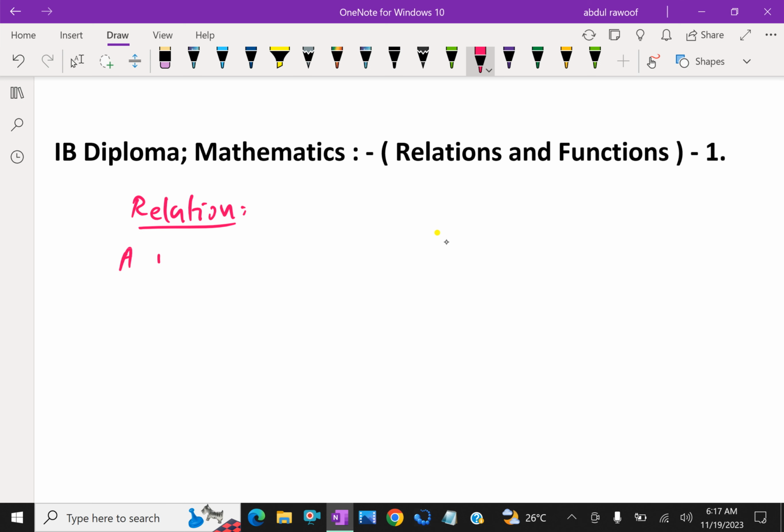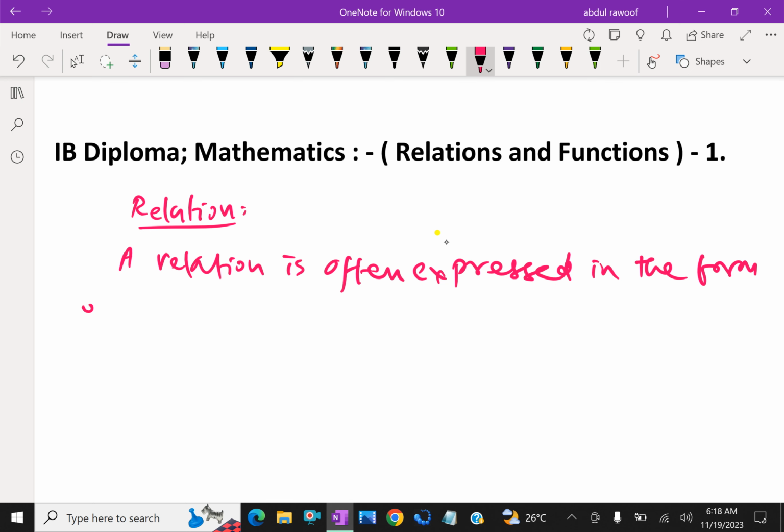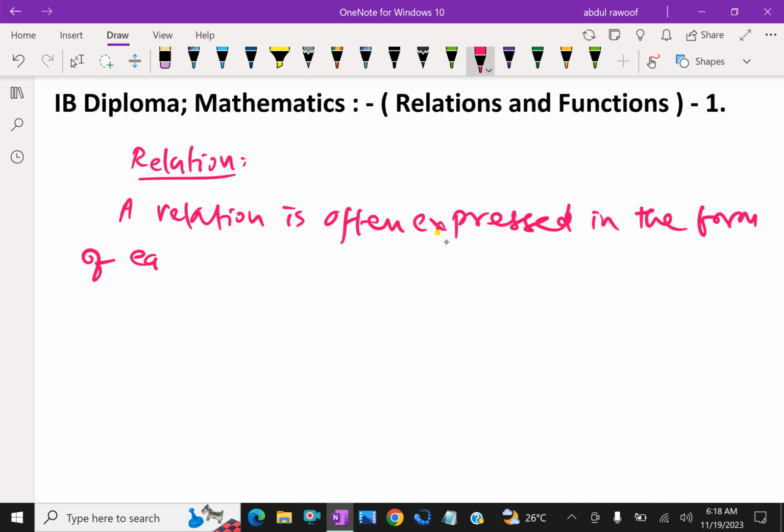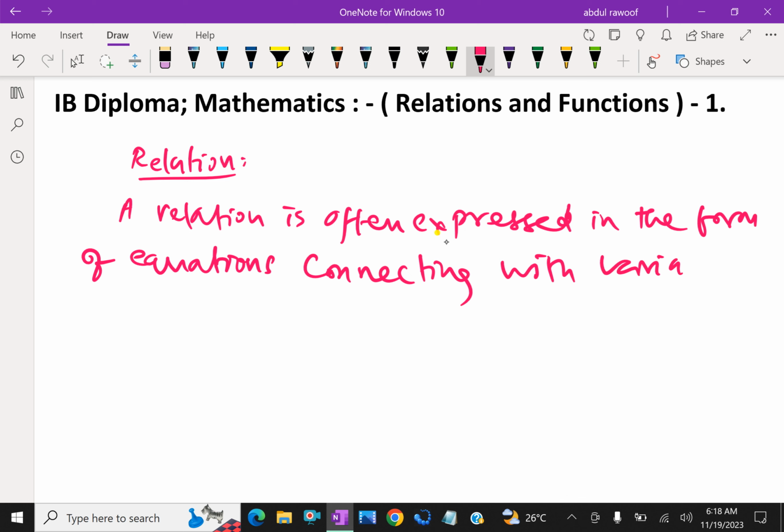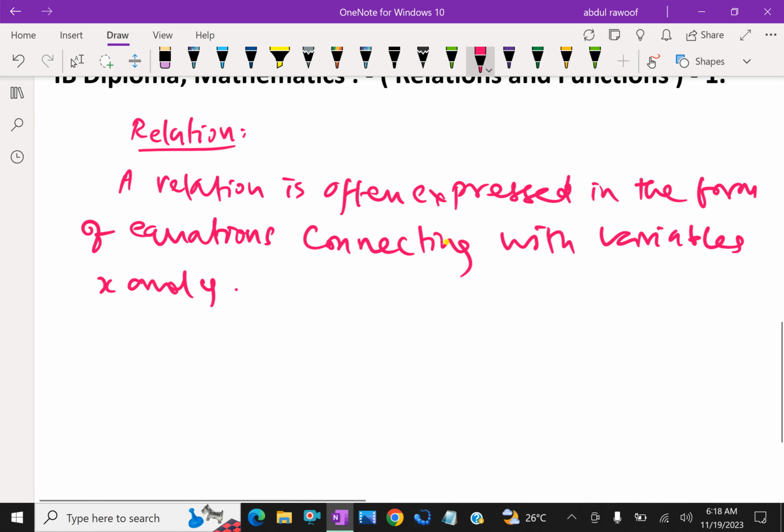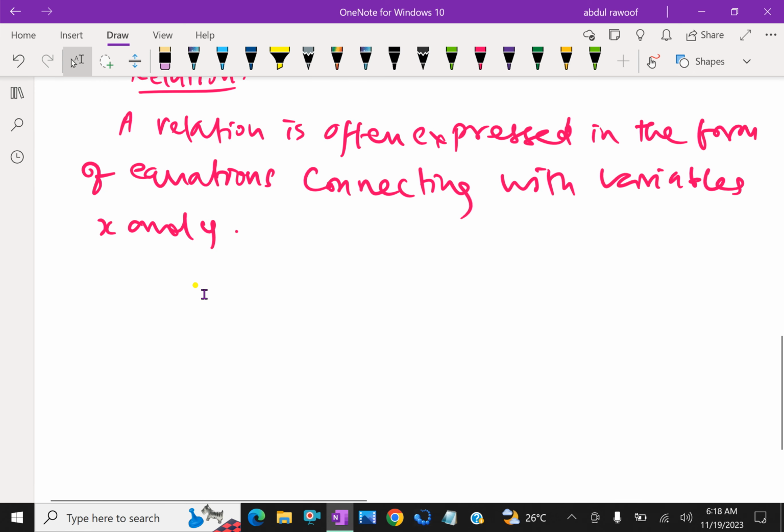A relation is often expressed in the form of an equation connecting the variables x and y. The variables may change, but here we are keeping x and y.